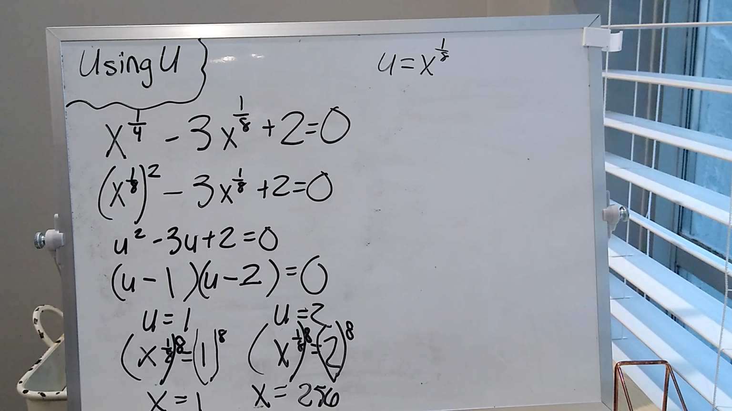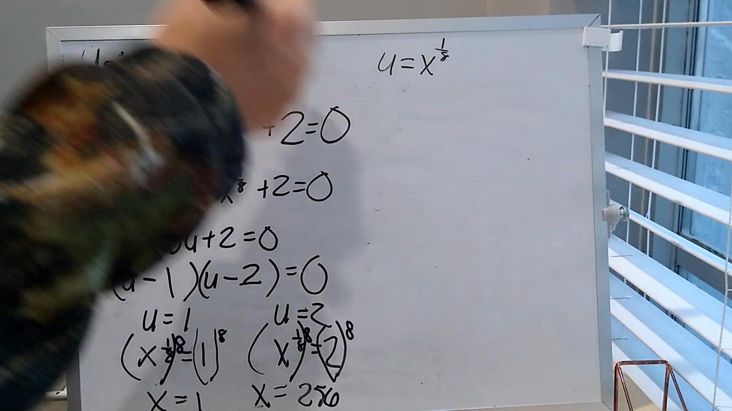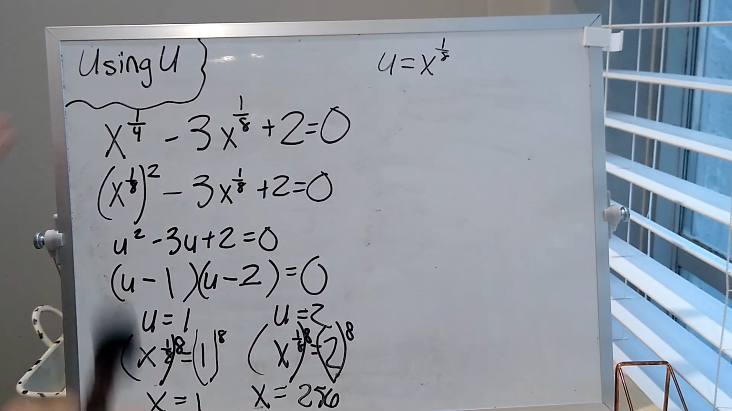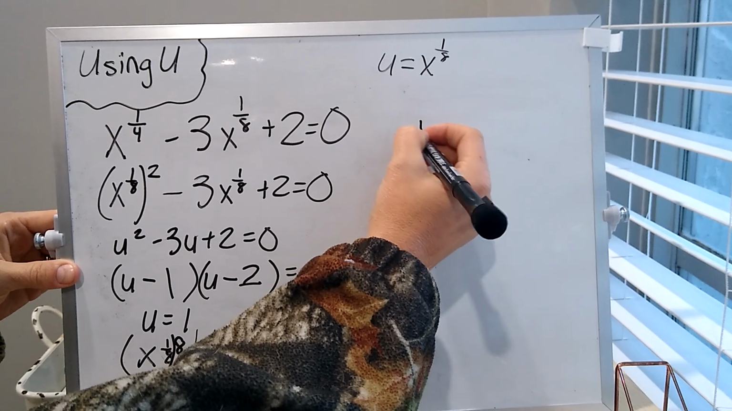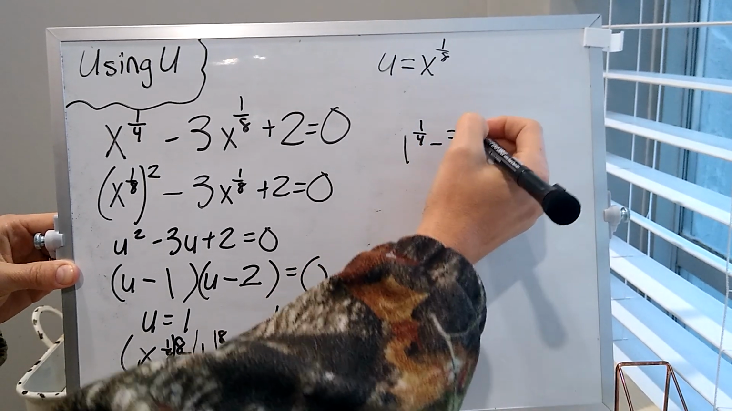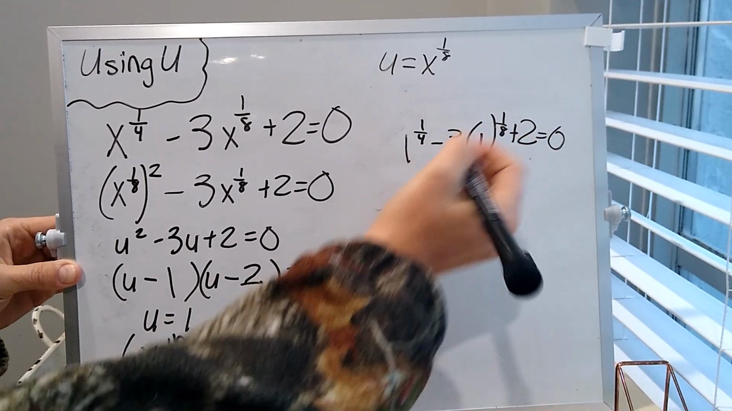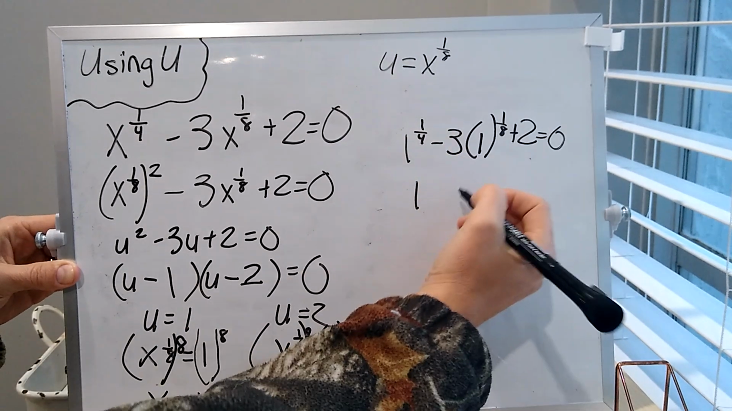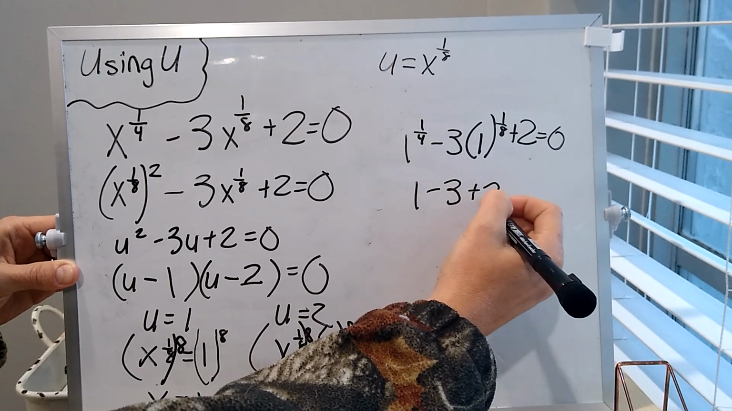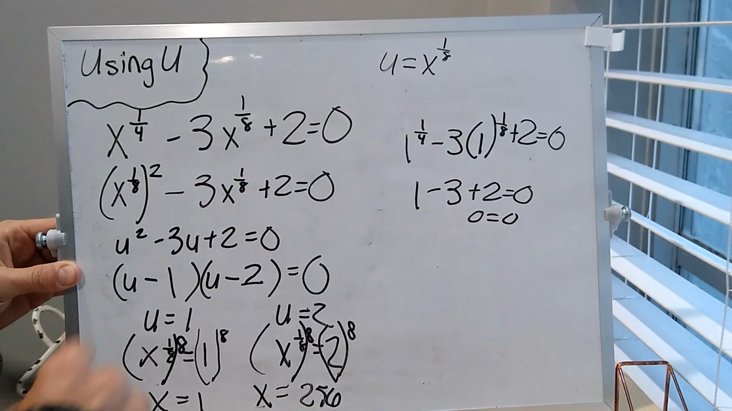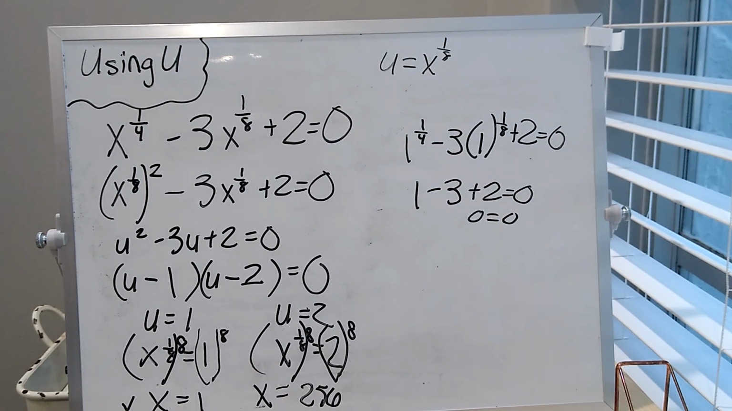But you're really not done. You need to check that these are actual true solutions. So you're going to go back and plug them into this equation to make sure it actually works. This equation is set to 0. I'll try this one first. Let's check 1. So I get 1 to the 1/4 minus 3 times 1 to the 1/8 plus 2 equals 0. 1 raised to the 1/4 is just 1. 1 raised to 1/8 is just 1, so you get 1 minus 3 plus 2 equals 0. So we get negative 2 plus 2 is 0. 0 equals 0. So that one does work. x equals 1 is true.